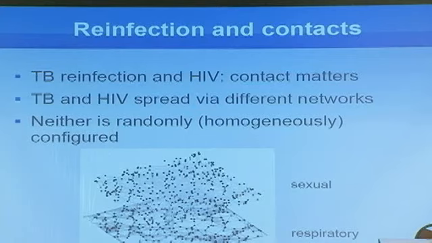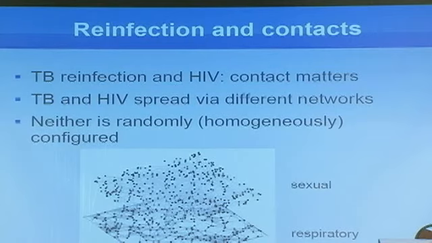I have a very talented PhD student, who's done a nice model of 2 different networks. I talked a bit about HIV, and it obviously spreads on a sexual network of contacts, whereas TB spreads on a network of respiratory contacts. And of course, as you've heard, these diseases interact. Well, in particular, I guess HIV interacts with TB.